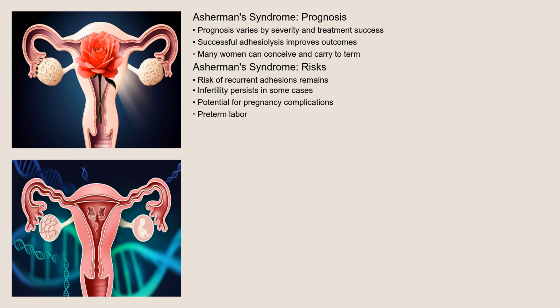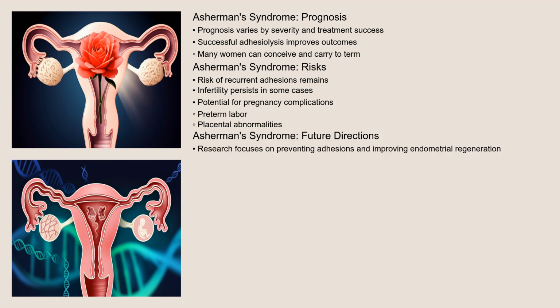Recent research is focused on developing new techniques to prevent adhesion formation and improve endometrial regeneration. These include the use of stem cell therapy, growth factors, and barrier gels to promote healing and prevent scarring. While these approaches are still in the early stages of development, they hold promise for improving outcomes for women with Asherman syndrome.